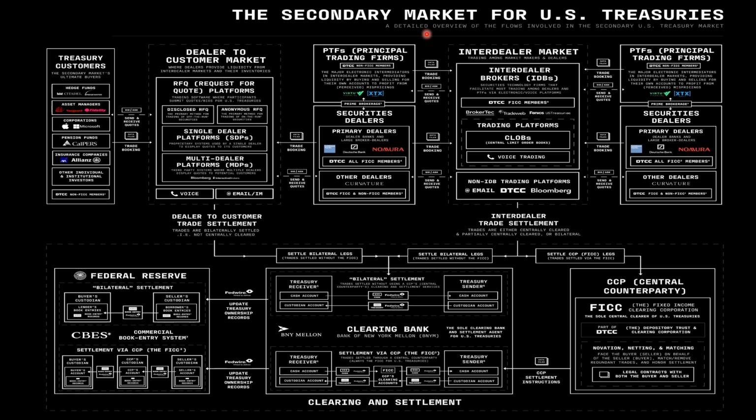And we can start obviously from the top left, and these are your treasury customers, both in the primary market but also in the secondary market. They're the common denominator between the primary and the secondary. So you have the hedge funds, the asset managers, corporations, pension funds like CalPERS, which I believe is the California pension fund for public sector employees. And you have insurance companies. You also, if I could make a change, I would also add foreign buyers as well.